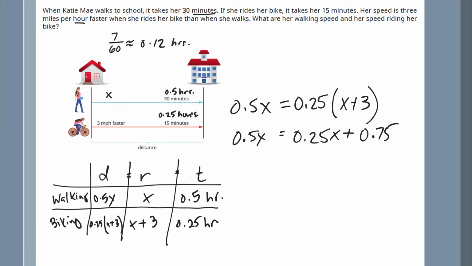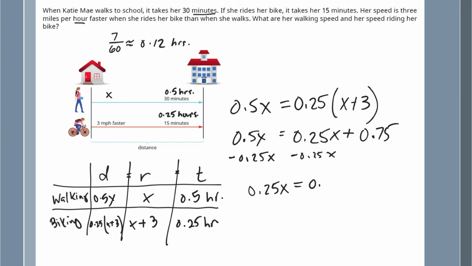From there, we'll need to get all of our x's on one side, so I'll take away 25x from both sides. When working with decimals, especially ones like this, we can think about it like we would think of money. We've got 50 cents, we take away 25 cents, we'll be left with 25 cents. Fix that, 0.25.